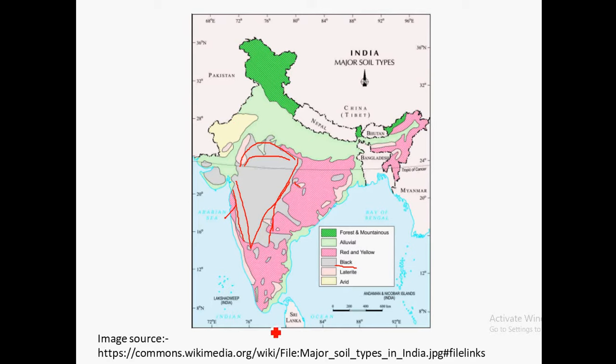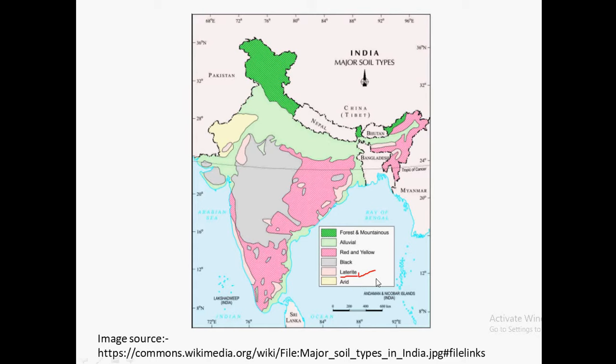So here Karnataka, Maharashtra, Tamil Nadu, etc. These are the southern parts, and we can find black soil in Deccan Plateau and also in MP, and also in Gujarat we can find black soil, and black soil is ideal for cotton crop cultivation.